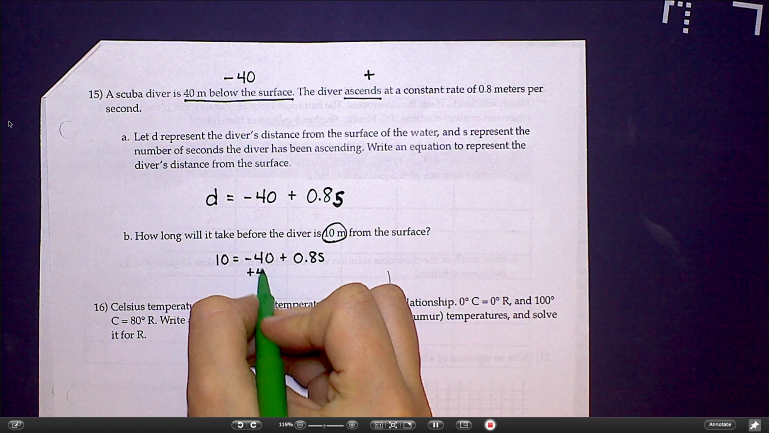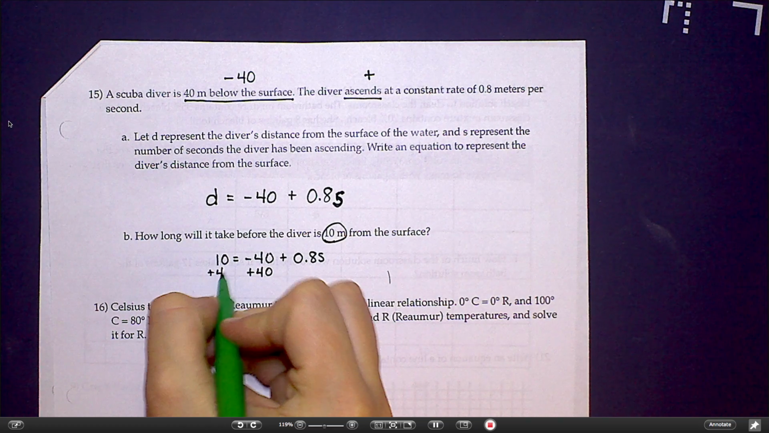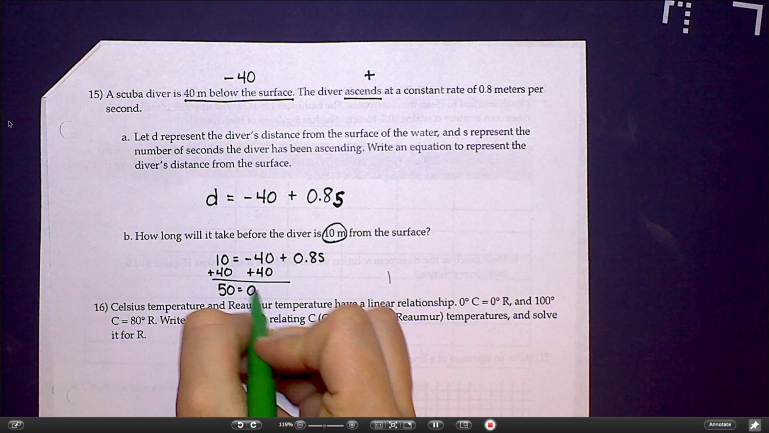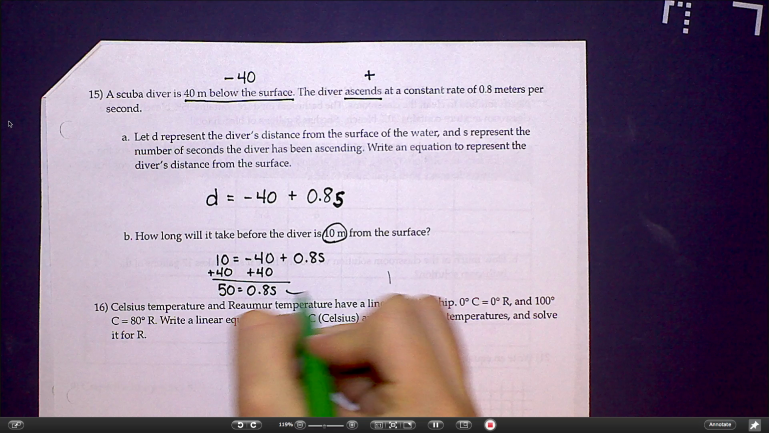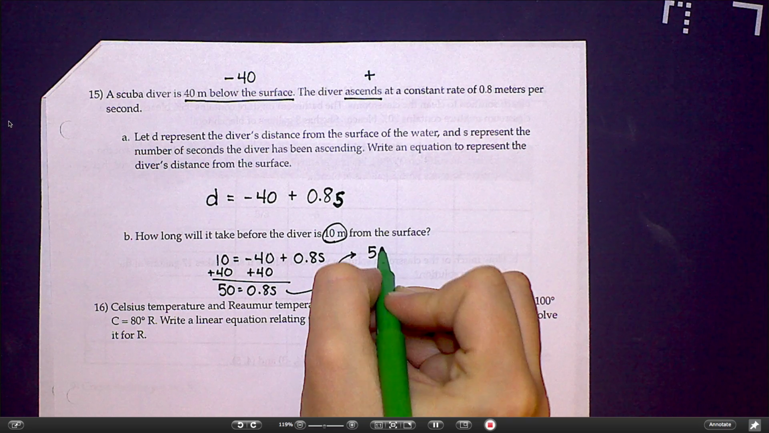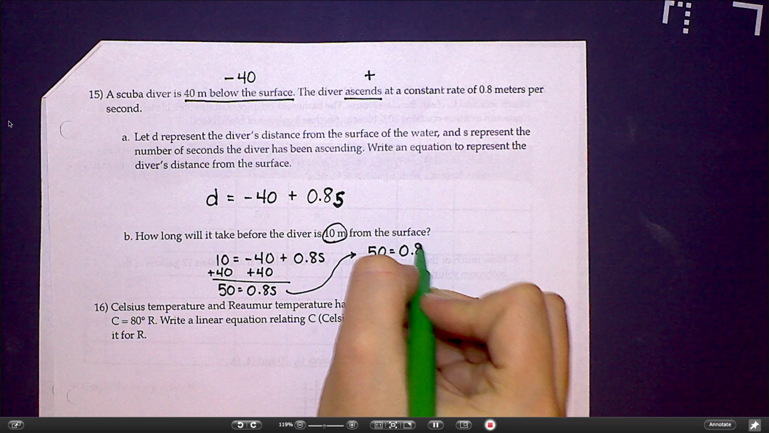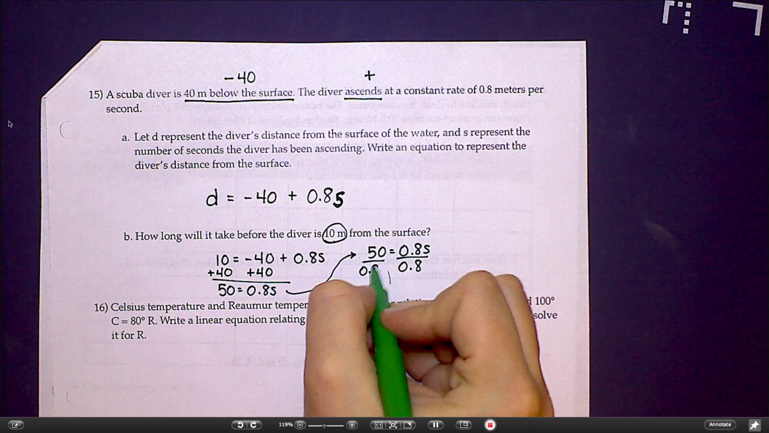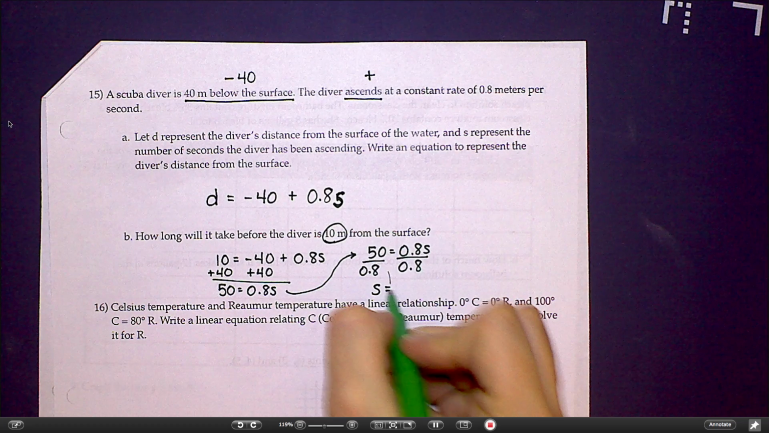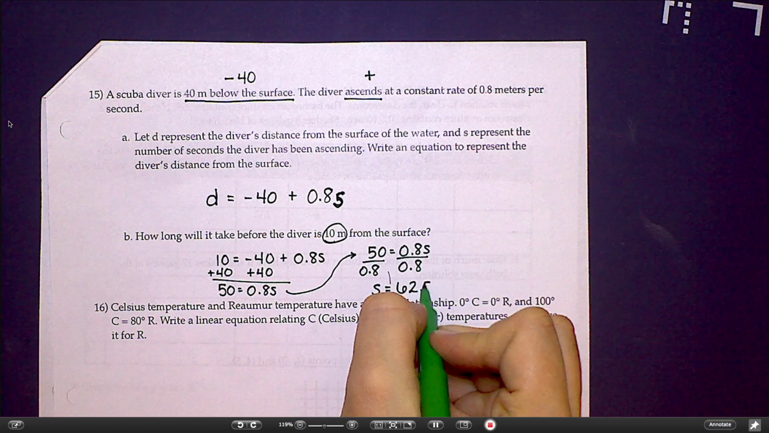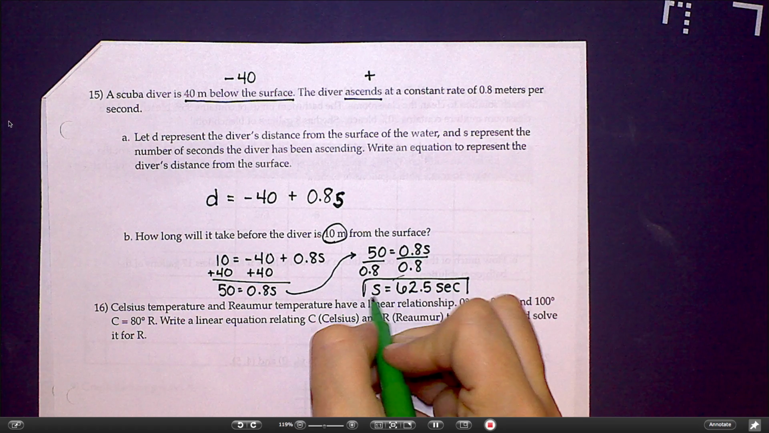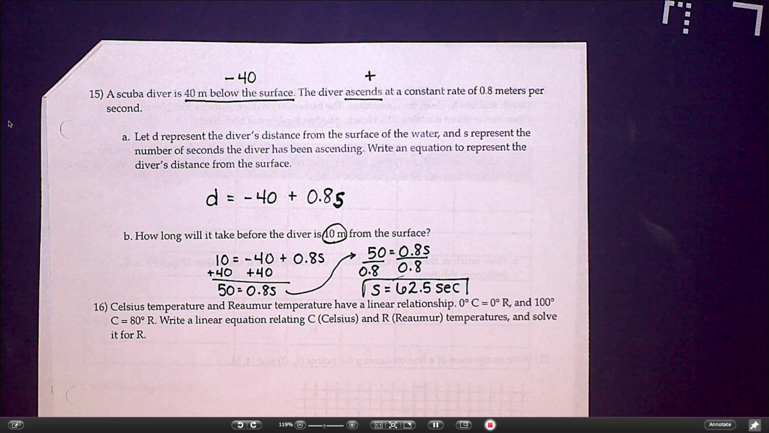I would add 40 to each side so that I end up with 50 equals 0.8 S. Slide this up here. And then just divide both sides by 0.8. And I believe the answer comes out to be 62.5 seconds. Okay, so really once you get the equation set up with that one, it's just a matter of figuring out where to put the 10.